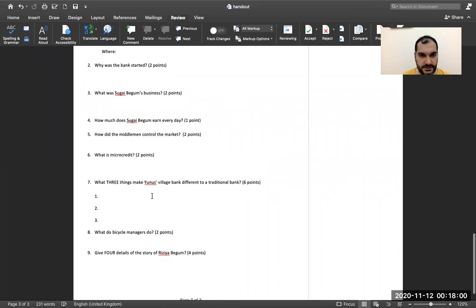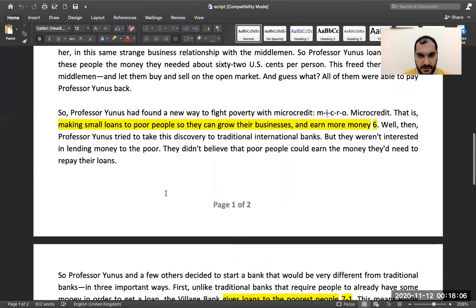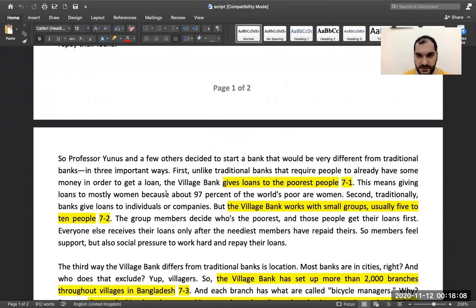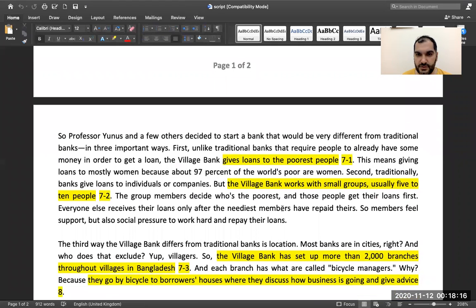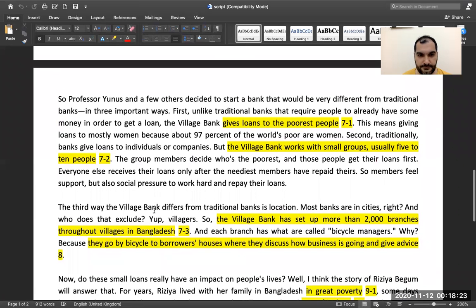And what three things make Yunus Village Bank different to a traditional bank? Okay, Village Bank is different because it gives loans to the poorest people. And it's different because it works with small groups, usually 5 to 10 people. And it's different because it has been set up in villages.